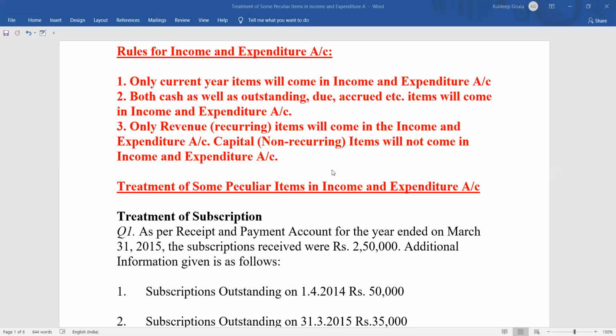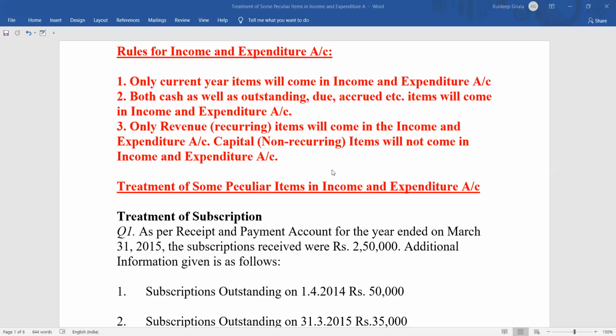Today we are going to continue with our new chapter, that is the accounting for not-for-profit organizations. Today we are going to learn about some peculiar items that come in the income and expenditure account. So before getting into that, we should know the basic concepts involved in the income and expenditure account.